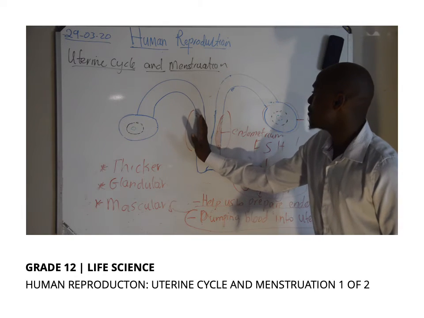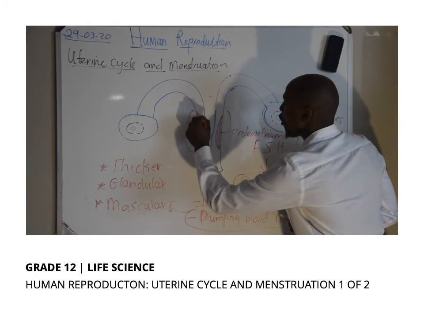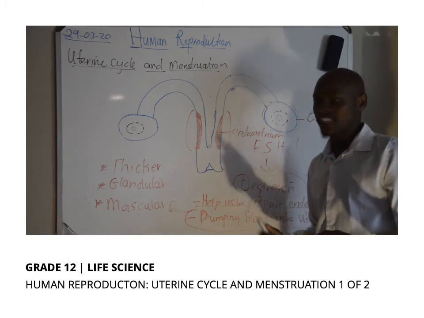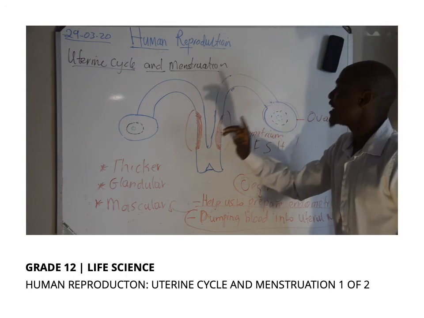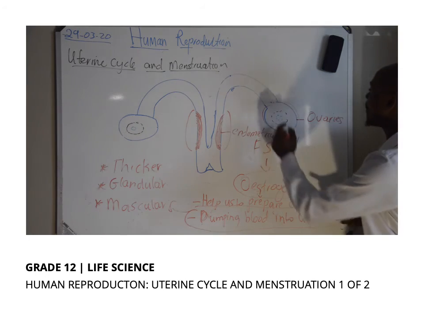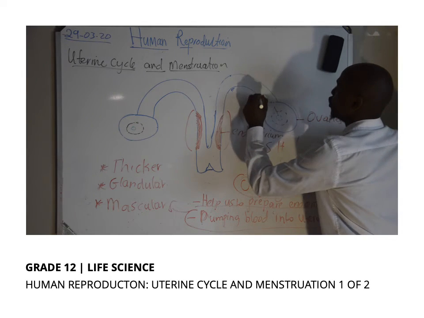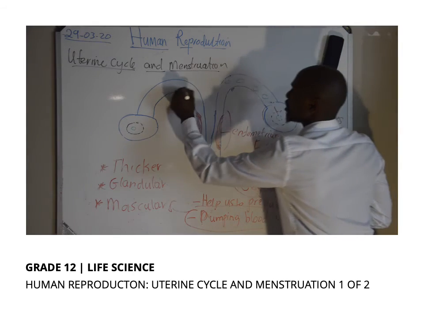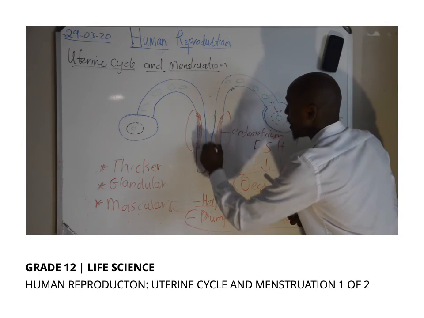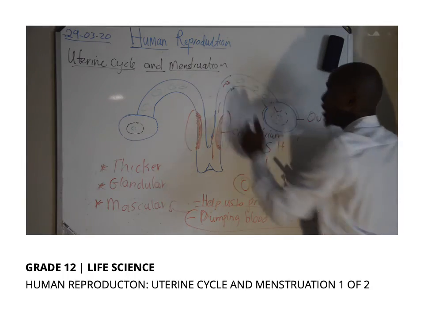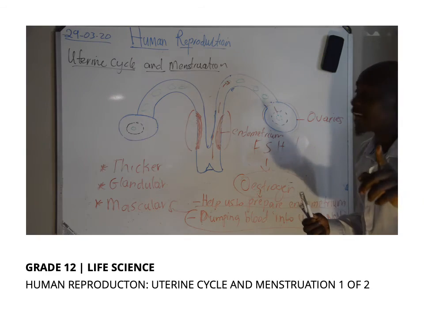Basically, this is muscular, thicker, and glandular because of what? Of blood. It is full of blood, that blood clots and it becomes strong. So now, why do we have that? We have that so that when the egg is released into the fallopian tubes, and then sperms come in and fuse with it, then pregnancy takes place.